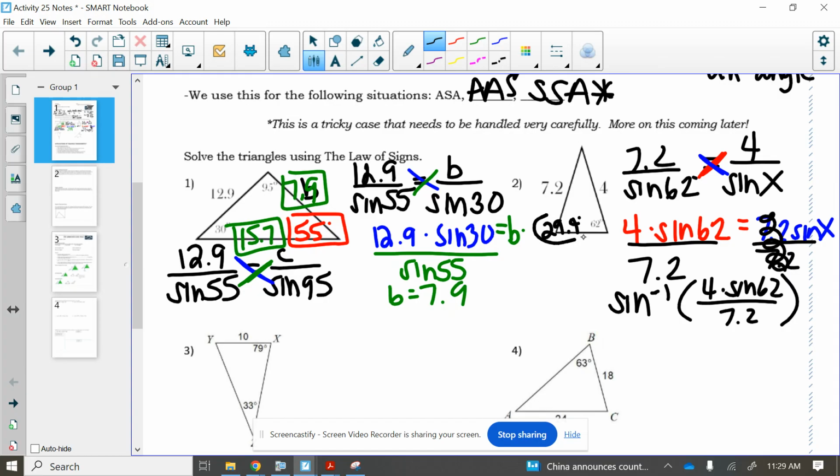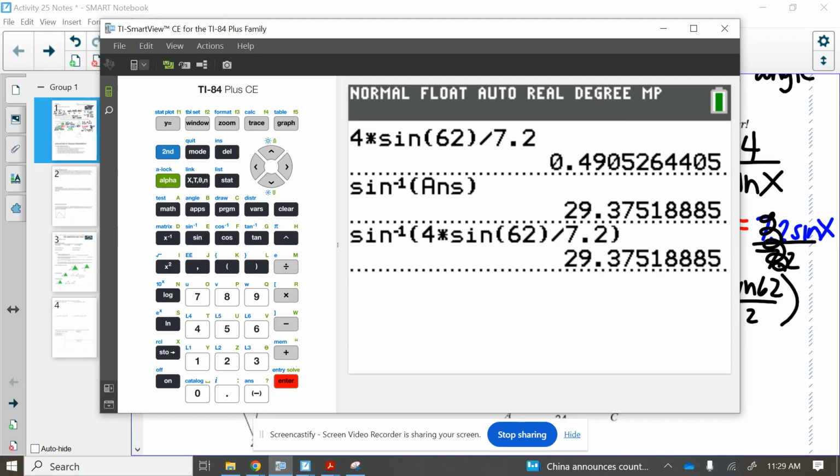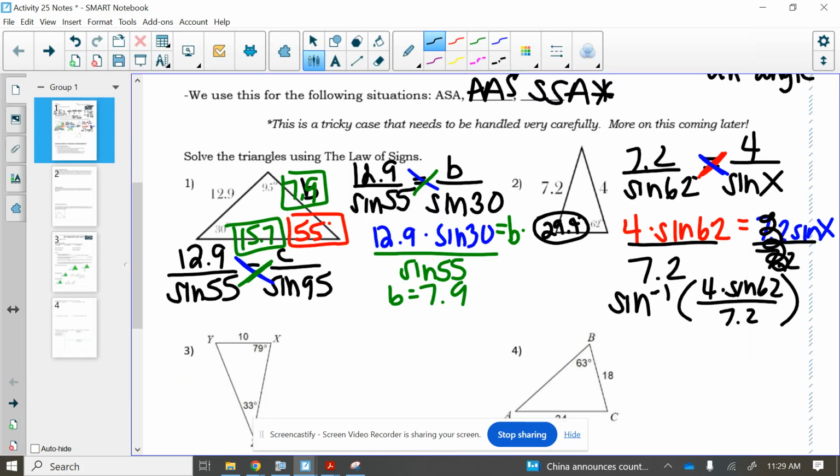You could also have typed that in inside here, the sine inverse. You could have actually just typed the 4 times sine of 62, close your parentheses, divided by 7.2, and still gotten that same answer. So you wouldn't have had to worry about the decimal or rounding.